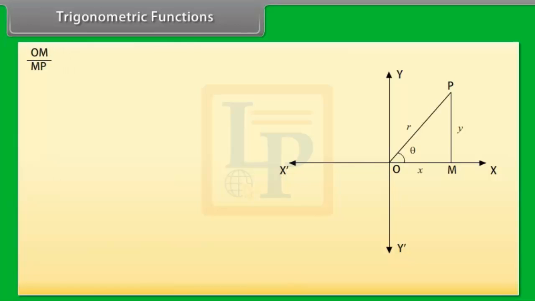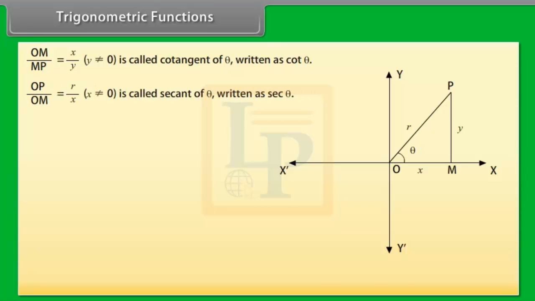OM by MP, equal to x by y, y not equal to 0, is called cotangent of theta, written as cot theta. OP by OM, equal to r by x, x not equal to 0, is called secant of theta, written as sec theta. OP by MP, equal to r by y, y not equal to 0, is called cosecant of theta, written as cosec theta.